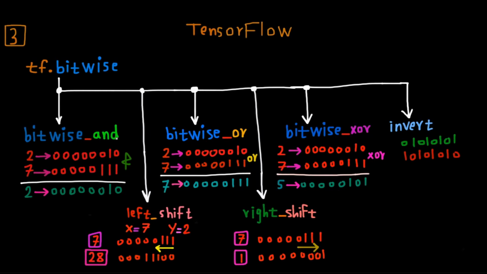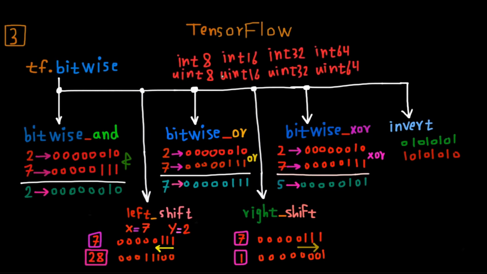Now, as we said before, bitwise AND has three arguments, which is the same case in bitwise OR and bitwise XOR. The first argument, x, is a tensor. The type of this tensor must be one of the following types: int8, int16, int32, int64, uint8, uint16, uint32, uint64. And the second argument, y, is a tensor as well. And the tensor y must have the same type as tensor x.